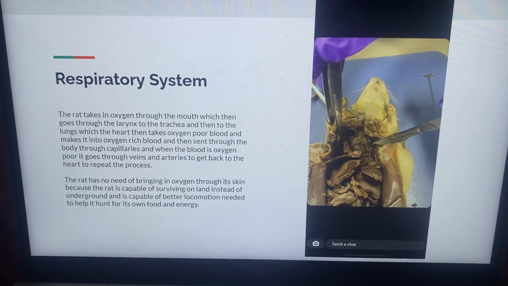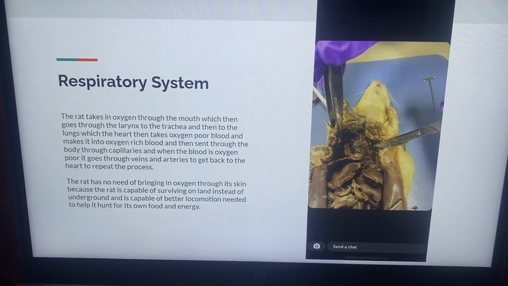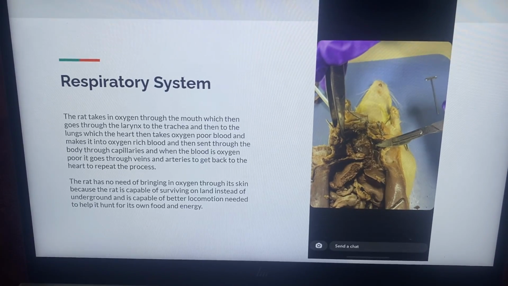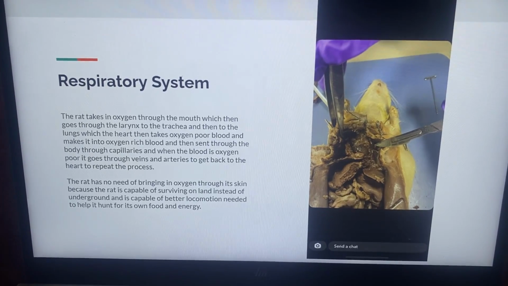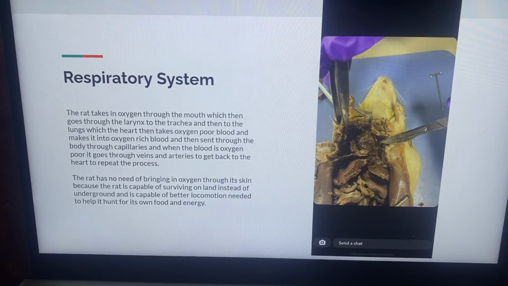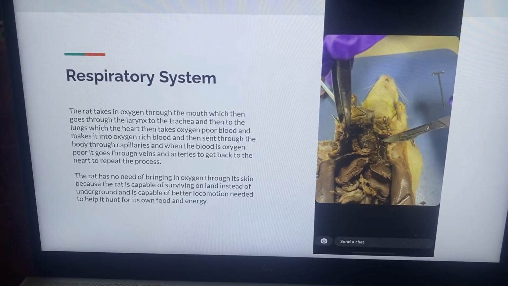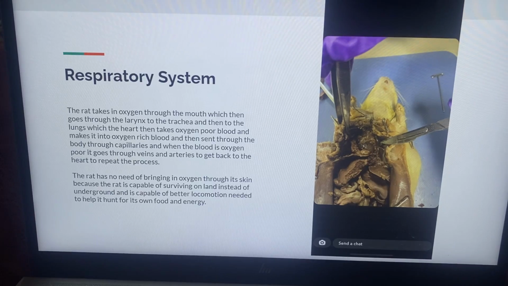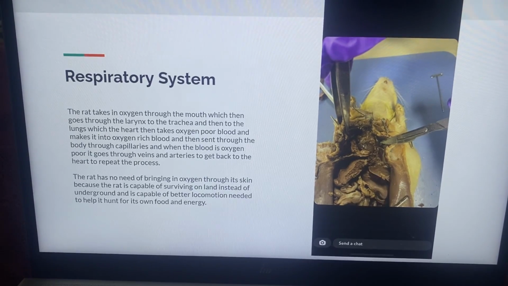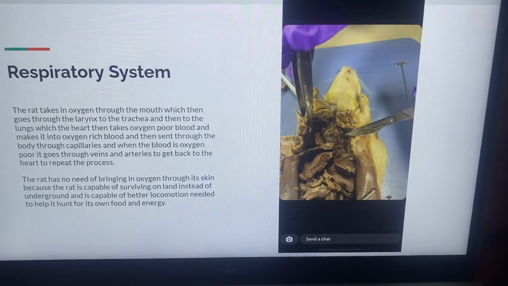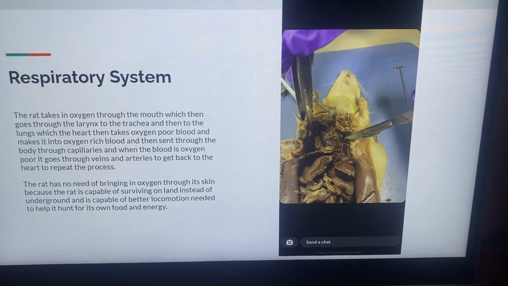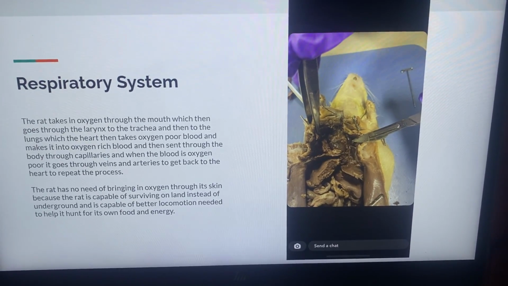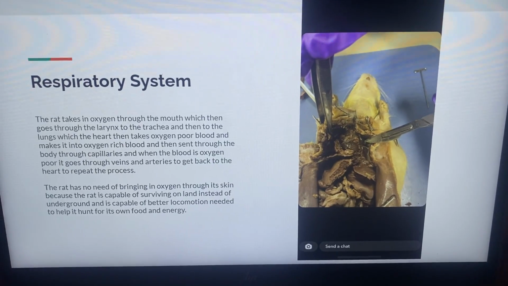The respiratory system. The rat takes in oxygen through the mouth, which then goes through the larynx to the trachea and then to the lungs, which the heart then takes oxygen-poor blood and makes it oxygen-rich blood and then sends it through the body through capillaries, and when the blood is oxygen poor, it goes through veins and arteries to get back to the heart to then repeat the process. We can see over here where it would start. We can see the heart and somewhat of the lungs, which we can then kind of tell it would go through the body and then return.